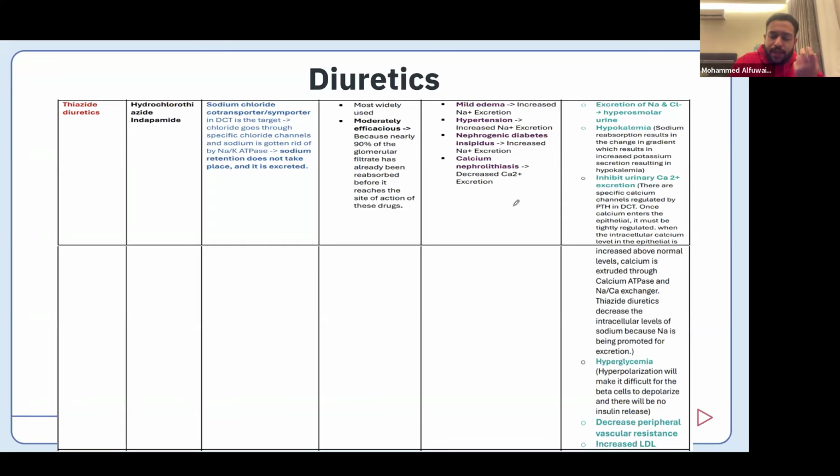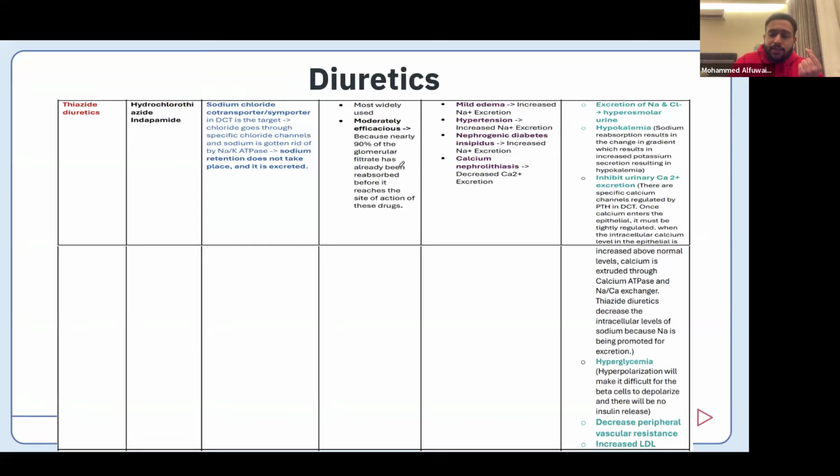Another thing is if the patient has hypercalciuria. What does that mean? The patient has high calcium in the tubules, in the kidneys, meaning that the patient has frequent kidney stones, which are calcium-based. What you do in this case is you try to reduce the amount of calcium in the tubules itself. How do you do this?